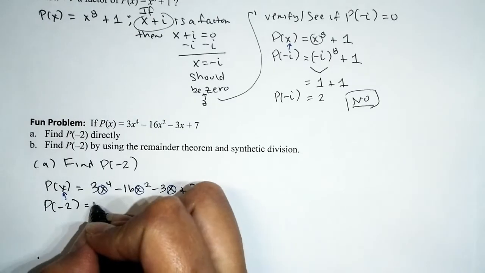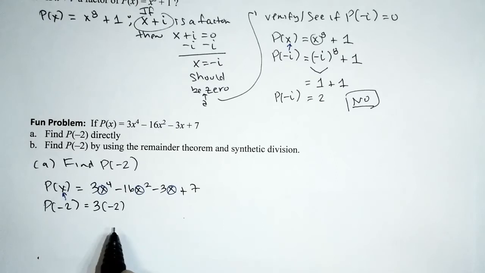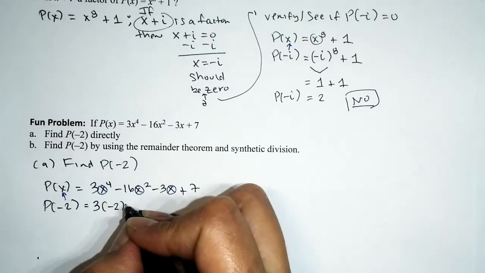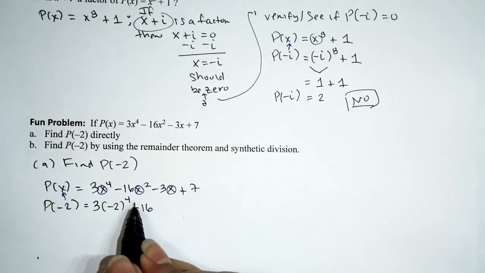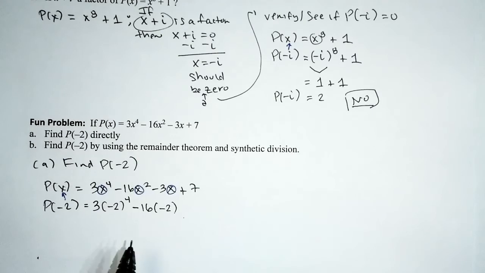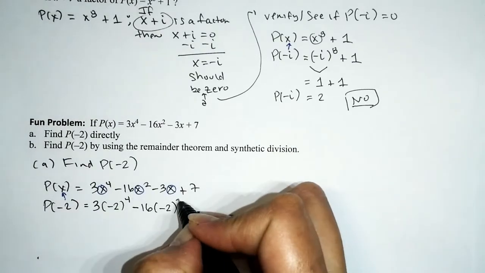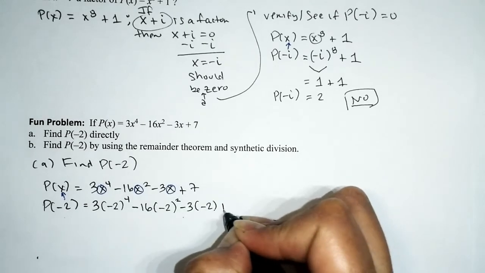So that will leave us with 3 times x, which is negative 2. What are we doing to the x? We're raising it to the 4th power, and then minus 16 times another x. Again, we're replacing it with negative 2. What are we doing to the x? We're squaring it. Minus 3 times another x, or negative 2, plus 7.